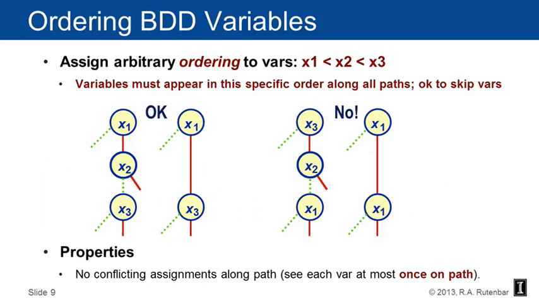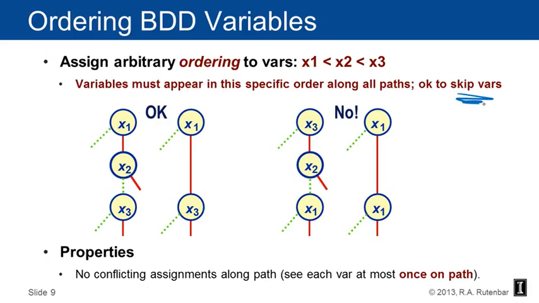So what does it mean that there's a global ordering of the variables in a BDD? It means we're going to assign a total order to them. So for example, in this case, let's assume the variables are ordered x1 < x2 < x3. And that's what the less than signs mean. It means in order of. x1 will appear before x2, x2 will appear before x3. The variables must appear in this specific order along all paths, but it's okay to skip variables.